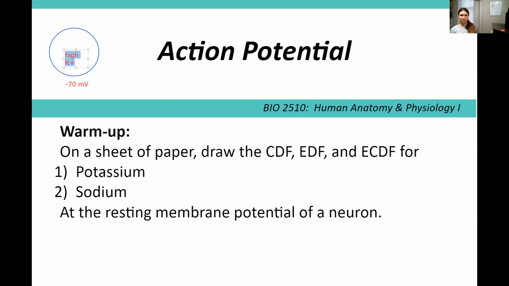So let's have potassium be purple. Is that going to show up? Okay, that's okay. So high potassium inside the cell. And outside the cell is where we're going to see high sodium. That can stay in red. So we're going to have high sodium outside the cell.